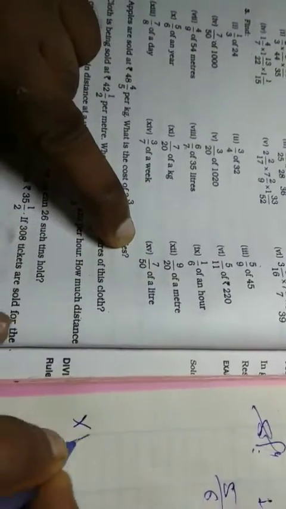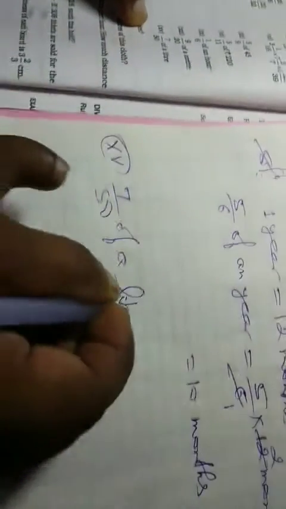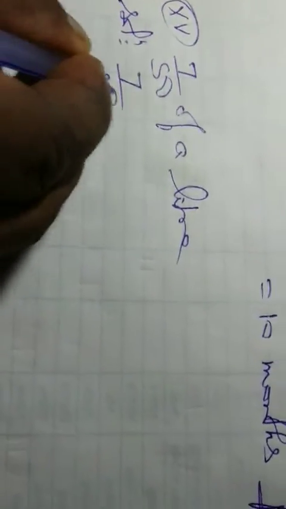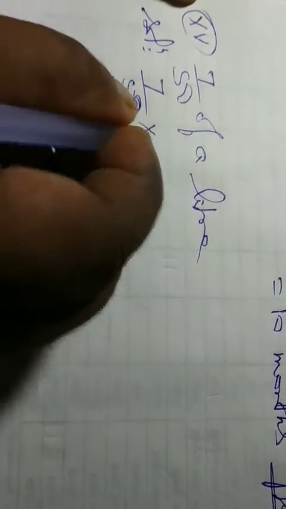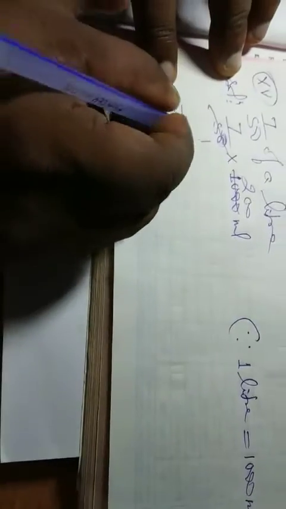Question number 15 is 750 of a liter. Solution: 750 into a liter. A liter means 1000 ml, since 1 liter is equal to 1000 ml. 15 is 15, 50 to get 10, 200. So the answer is 7 2s are 1400 ml.